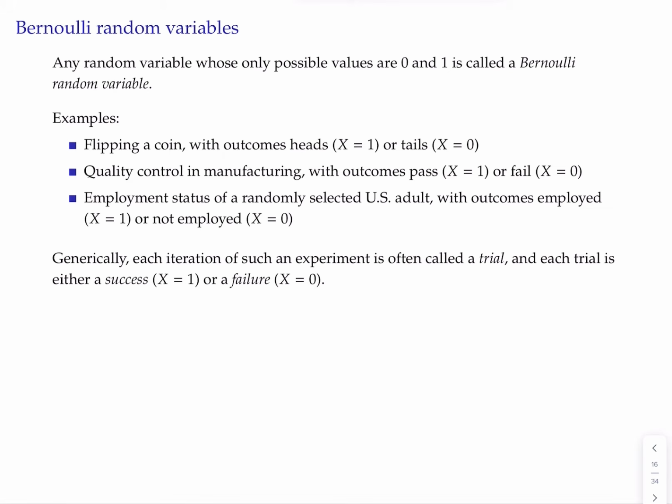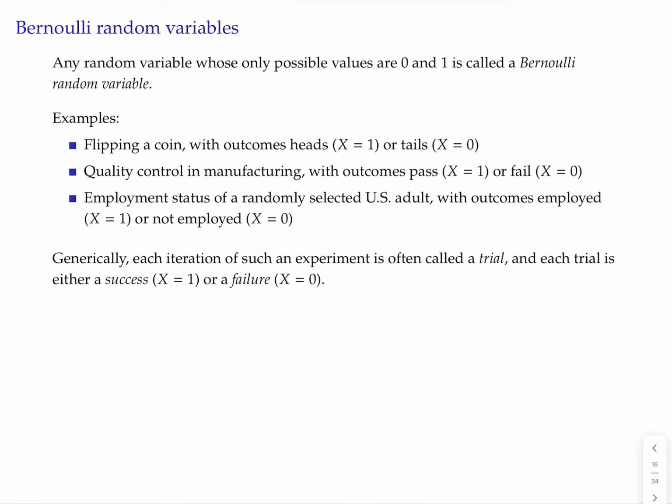A Bernoulli variable is just a discrete random variable whose only possible values are 0 and 1. So it's kind of the simplest possible random variable. There's only those two possibilities. Here are some examples. In many probability experiments, we could just define success to be some subset of the sample space and call that x equals 1, and everything else is x equals 0. So it could be heads if we flip a coin. It could be an item passing quality control in manufacturing. It could be you pick someone at random and that person is employed, right? And then the opposite is x equals 0.